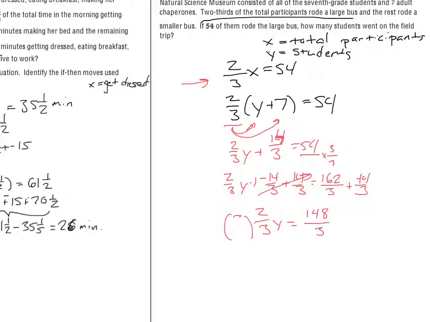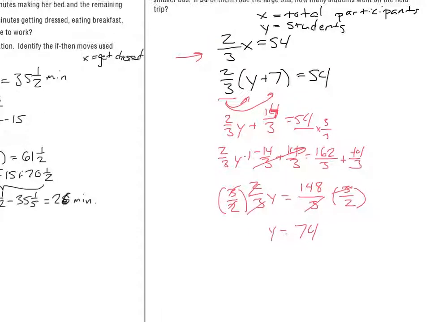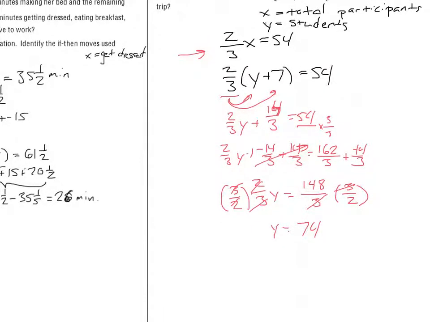Multiplied by the reciprocal. Threes cross cancel. Y is equal to 148 over 2, which is going to give me 74. So one way we can check that is by doing it the other way. If I just want to find the total participants, I can use this equation.